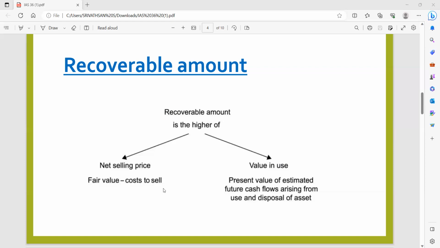Obviously you will use it for production, because by using the machinery for production you get 10,000 rupees, but by selling the machinery in the market you get only 5,000 rupees. Then obviously a rational person will go for using the asset for production.